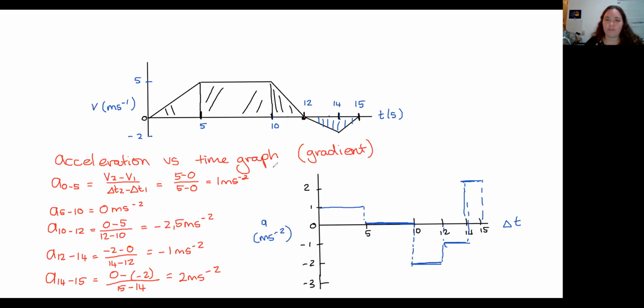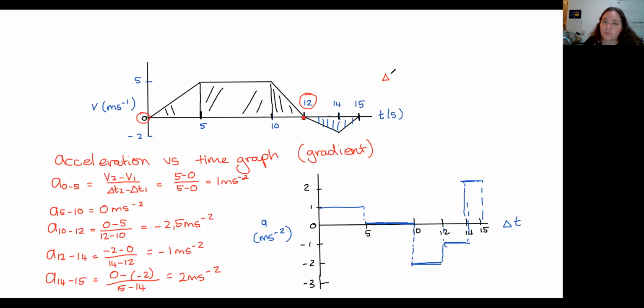Now, just something that I find is really interesting to show you here is, let's pretend I want to know what the velocity is at 12 seconds. Now you can tell here that the velocity at 12 seconds is 0. I'm going to prove it.